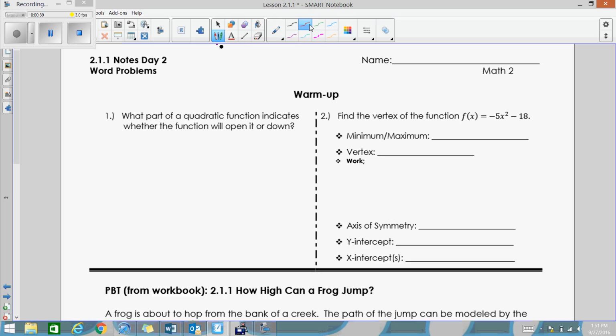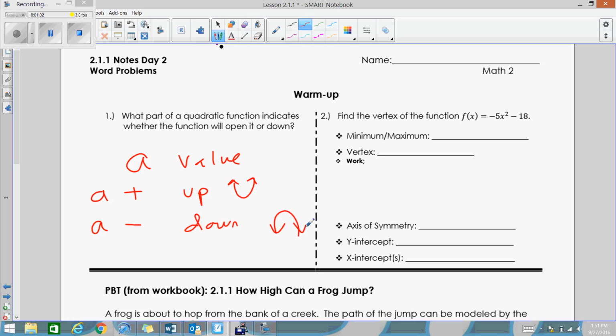Anyway, number one, it says what part of the quadratic function indicates whether the function will open up or open down? And that is the a value. Remember, when a is positive, it opens up, like a smiley face, like a positive person. If a is negative, it opens down, like a frown, like a sad person.